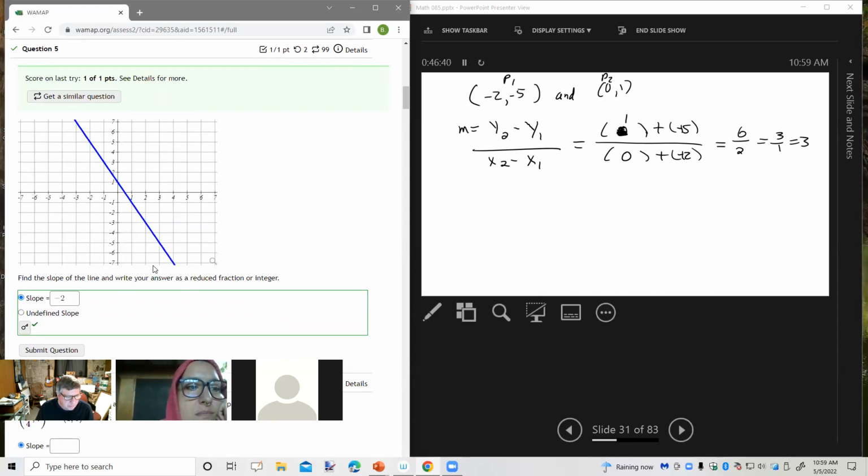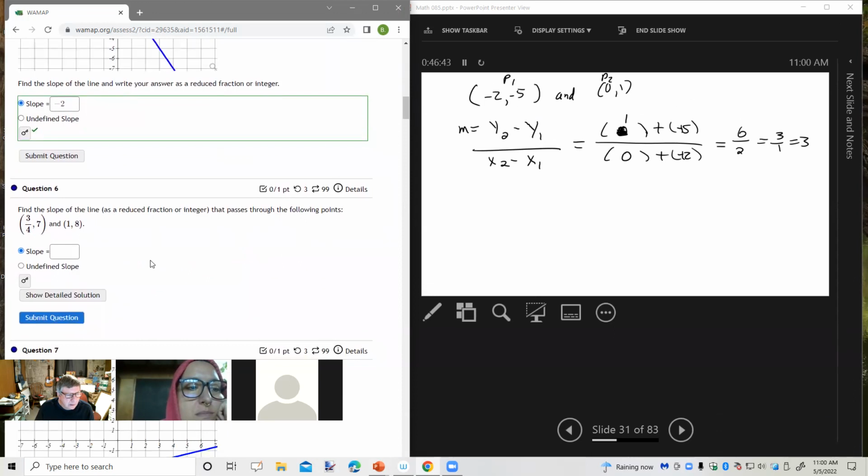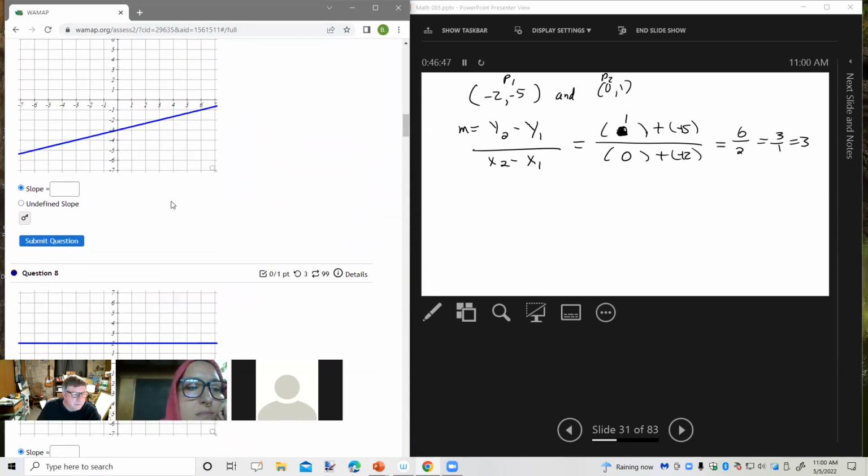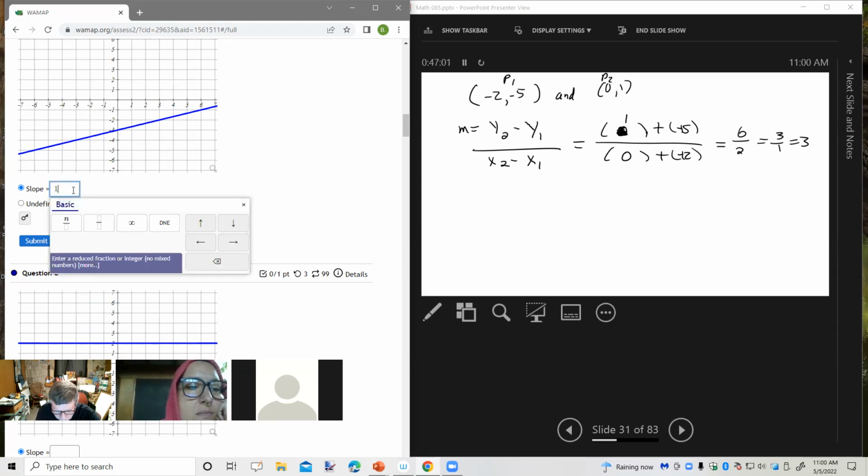Okay. Let's see here. That's more of what we looked at before. Oh, here's another one. So here's a point that goes through a nice number, and here's one. So it's going to go what? Up 1 and over 3. So the slope is going to be 1/3.